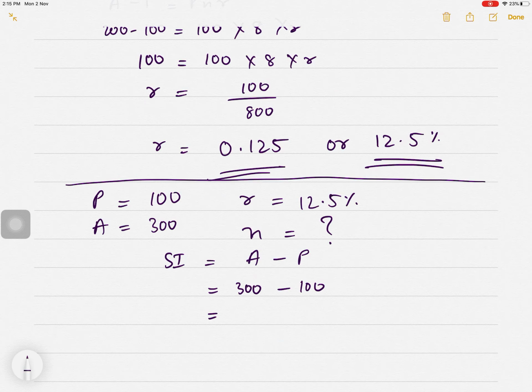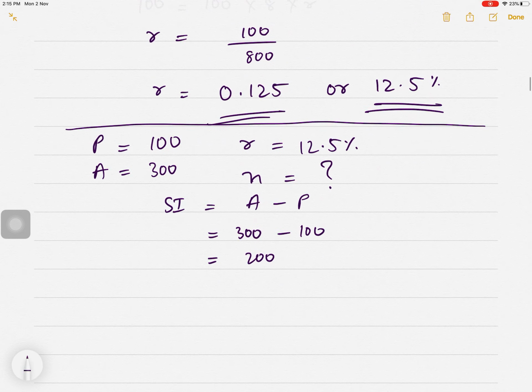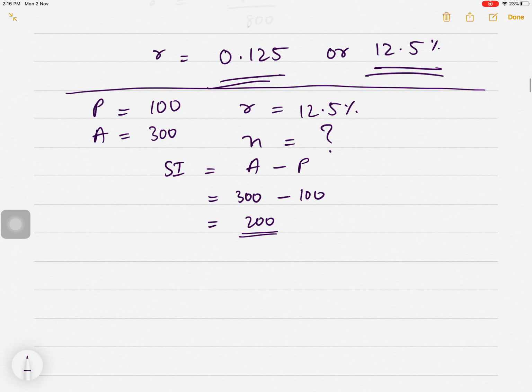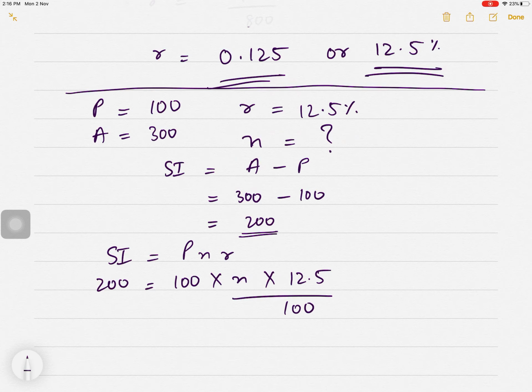So, 300 minus 100, it comes to 200. That means my interest is 200. And you know the simple interest formula. Simple interest is equal to P into N into R. So now let's substitute. Simple interest is 200, P is 100, N is you don't know, so write it as it is, and R is 12.5%. So 12.5 upon 100.